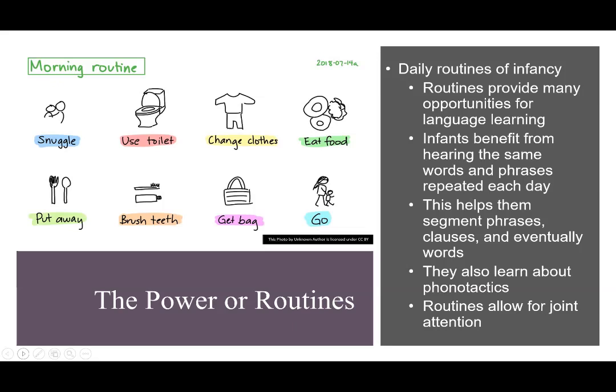And the great thing about that is that in routines, we use those same words over and over. Are you wet? Oh my goodness, you're wet. Or stinky, or whatever it is that you're using. We use those same phrases over and over and over again. And that's how infants start to parse out single words from the word soup that's flying by them all the time. Routines also allow for joint attention. We are looking at the same thing. We are engaged in the same activity, especially feeding activities.